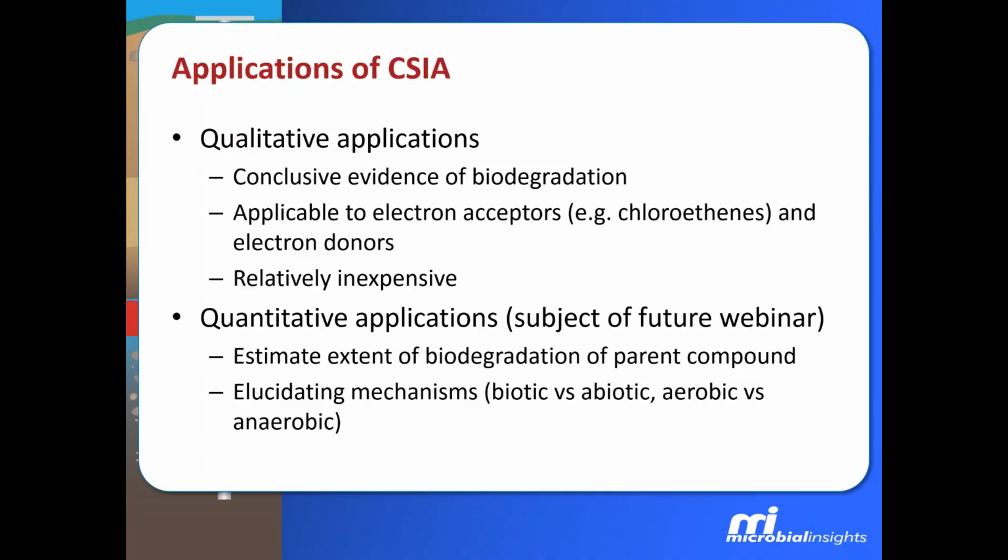There are some quantitative applications also of CSIA that we don't have time to talk about today, but I'm told are going to be the subject of a future webinar in about the March to April timeframe in 2017, where you will learn about how you can use CSIA to estimate the extent of biodegradation of a parent compound, and you can also gather evidence that can help you distinguish between biotic and abiotic mechanisms or aerobic versus anaerobic mechanisms.